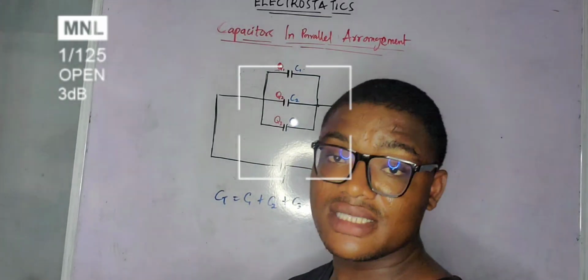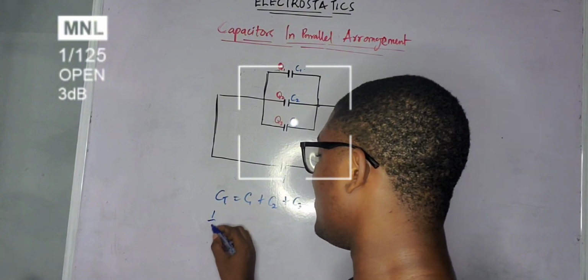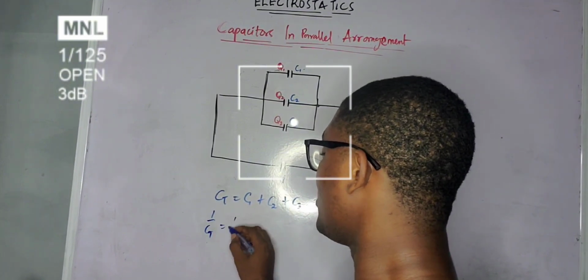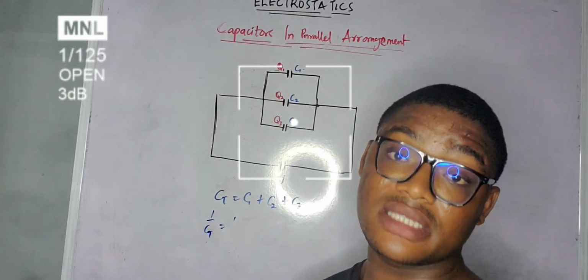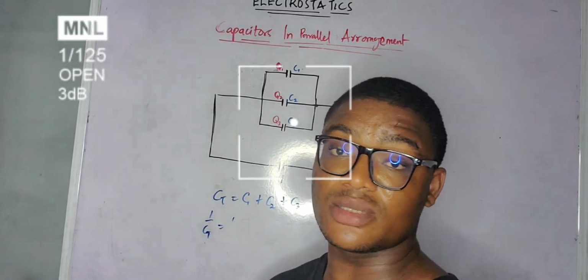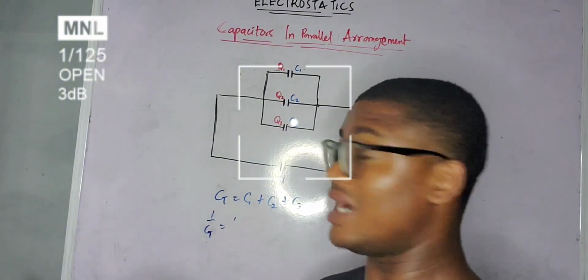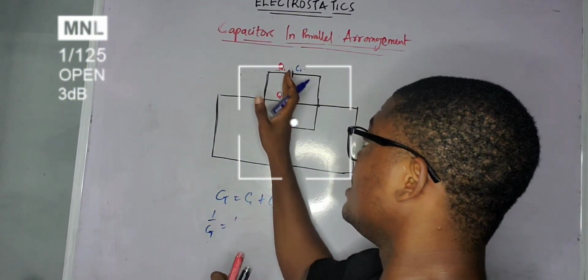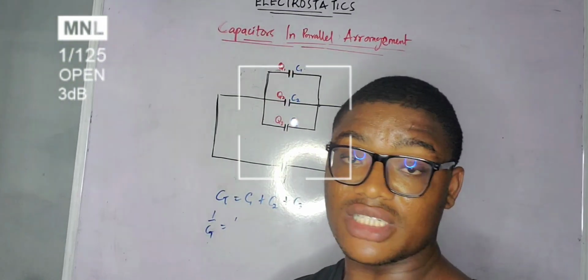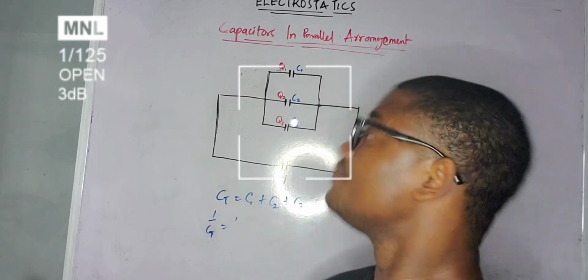Now, in series arrangement, the total capacitance is: 1 over CT equals 1 over C1 plus 1 over C2 plus 1 over C3. And the total voltage is V equals V1 plus V2 plus V3. And the quantity of charge, the charges are what? Q1 is equal to Q2 is equal to Q3. The charges are the same.